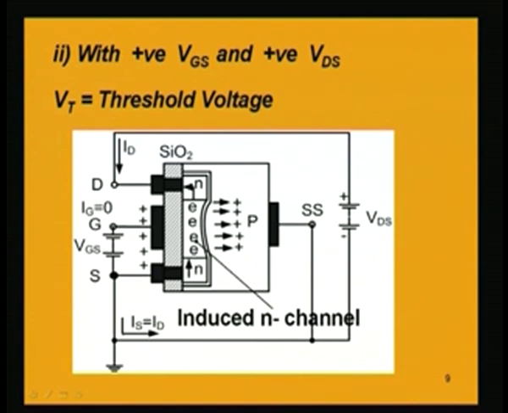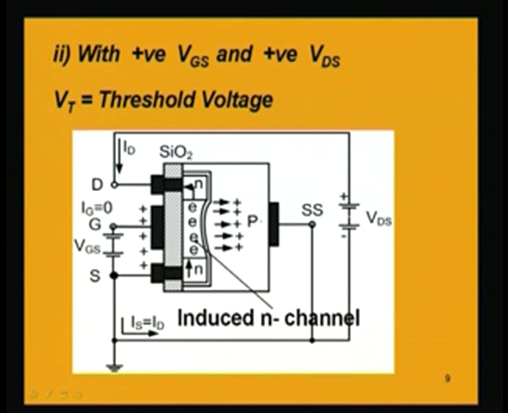Now, as there is a positive voltage between gate and source, this positive terminal will be repelling the majority charge carriers in the P type of semiconductor. That means this positive potential at the gate terminal will be repelling the positive charges, or the holes, in the P type of the substrate.